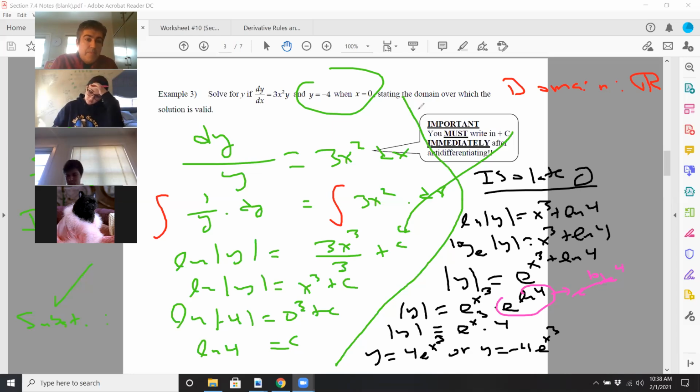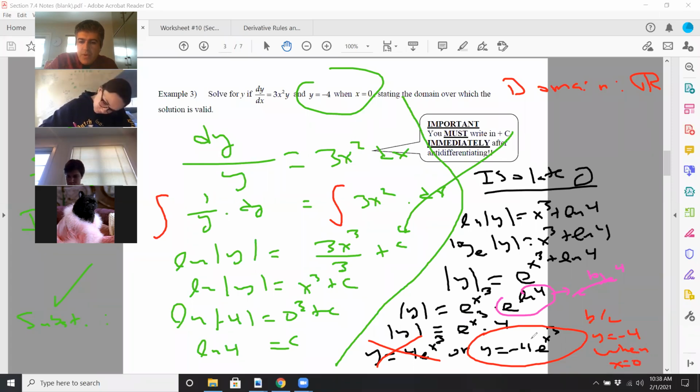I might be confused. Maybe I need to ask the person who asked the question what they meant by that. But you can't log negative numbers. But sure, y equals 4e^x or negative 4e^x, but we have to choose which one. I'm going to go with this one because y must equal negative 4 when x equals 0. So if I plug in 0 for x, y will equal negative 4, and that's going to be your answer.